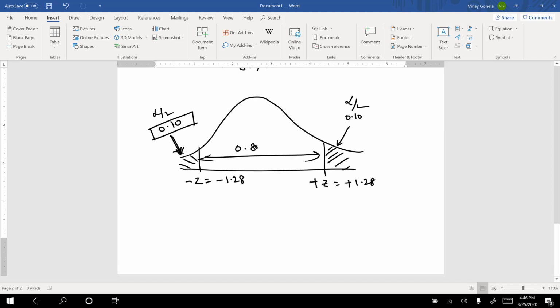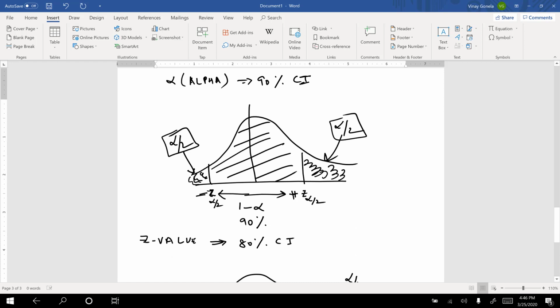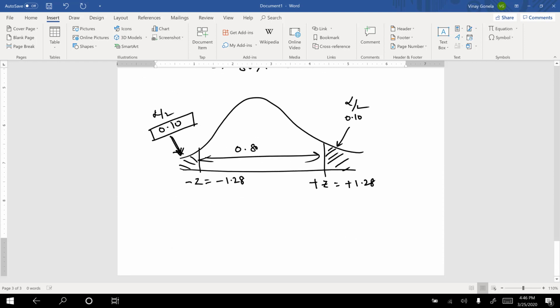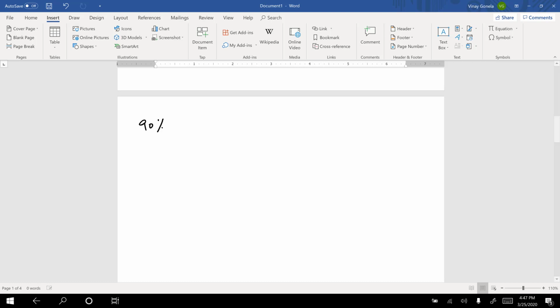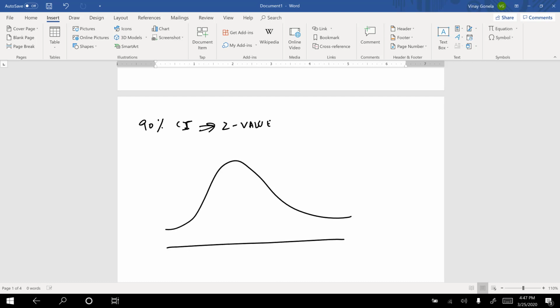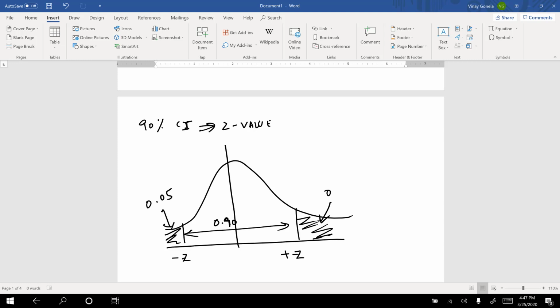We can do one more problem on this and see whether we are able to solve the problem for Z value. So if I say 90% confidence interval, what is the Z value? So again I draw a normal distribution curve and then look for negative Z here and positive Z here, and this is 0.90. So this plus this should be 0.10. So this will be half of 0.10, that is 0.05, and this will be 0.05.